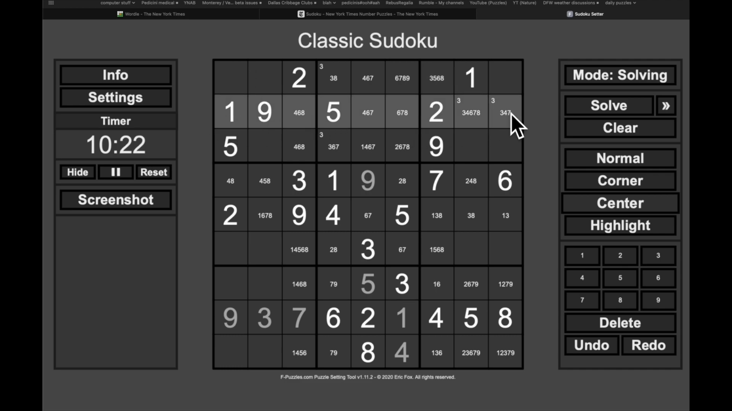Let's see, this 1 rows out all these. This 1 rows out all of these. Yeah, this 1 rows out these. This 1 rows out these. This 1 rows out that. This 1 rows out that. Actually, that's a 1. It's the only place I can put 1.